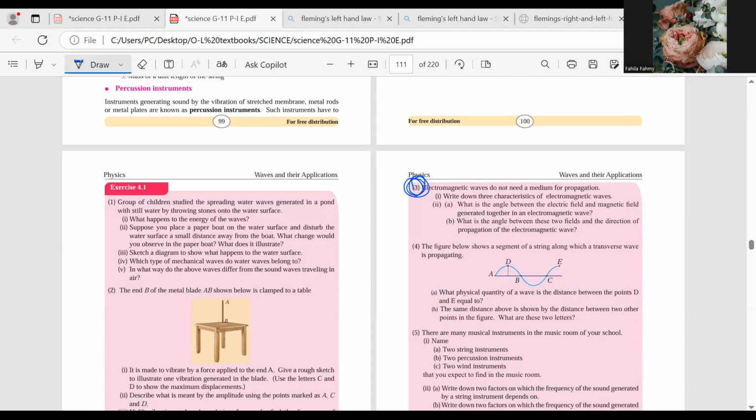Okay, were you all able to answer it? Yeah, miss. Okay, so tell me the answer. What did you write? Write down 3 characteristics of electromagnetic waves. Can travel through empty space. Okay. What else? Does it need a medium? It does not need a medium to travel. I wrote only 2, miss, for that. You wrote only 2. Okay. Good.